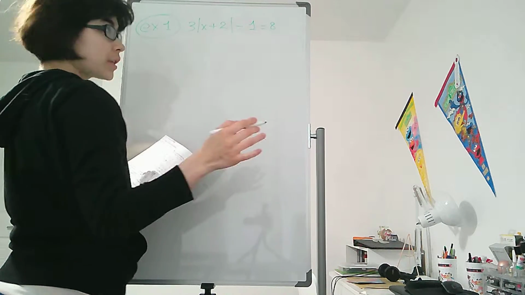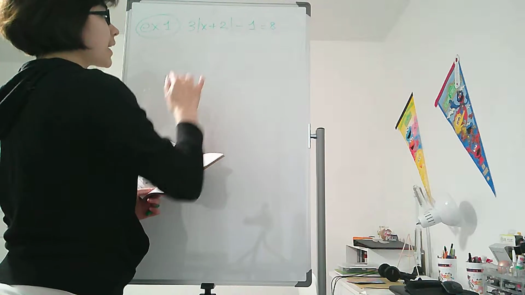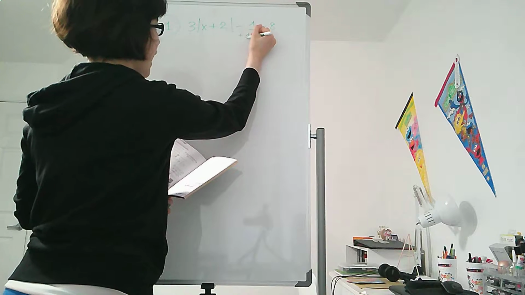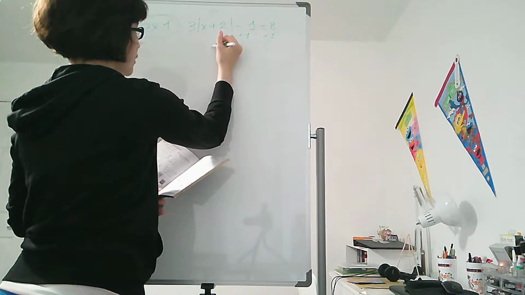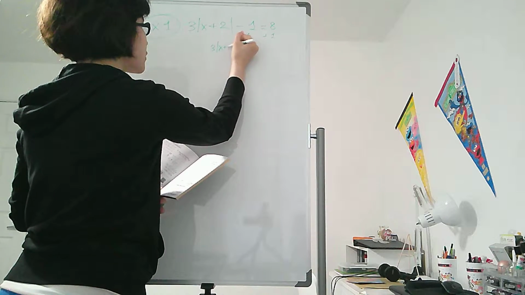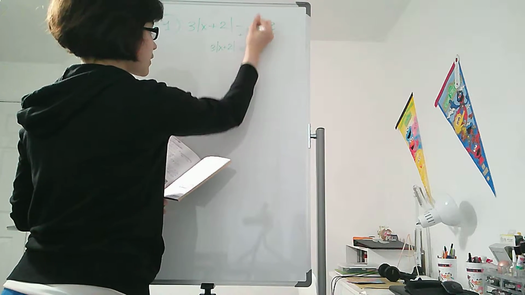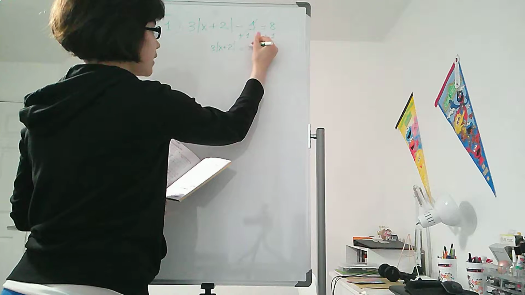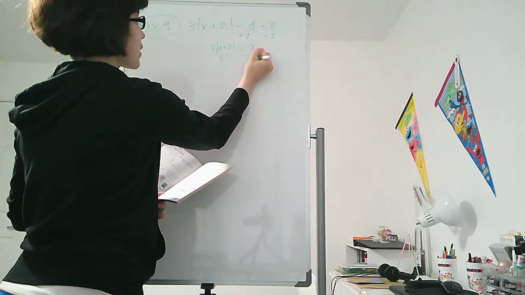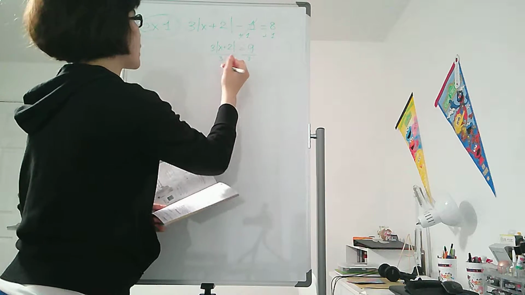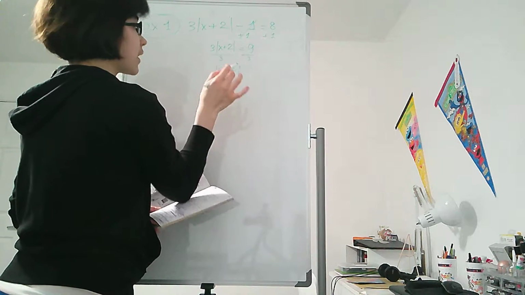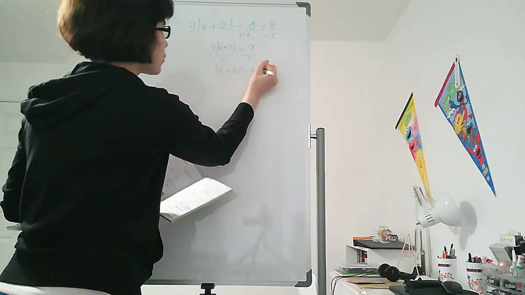Okay, so what we're going to do first, you have to isolate the absolute value quantity. So we're going to add 1 to both sides. So we get 3 times the absolute value of x plus 2 equals, because this cancels out, 9. Then we're going to divide both sides by 3 to further isolate that quantity. So we have the absolute value of x plus 2 equals 3.